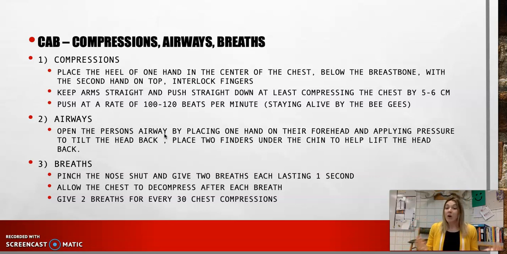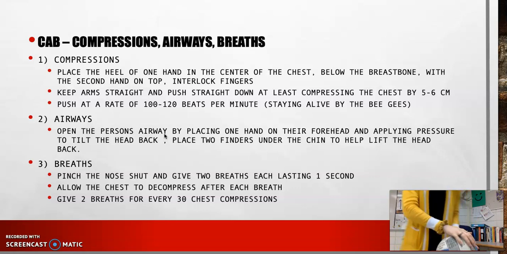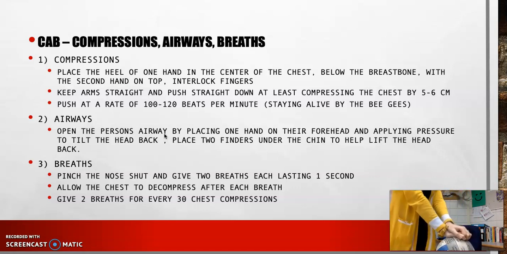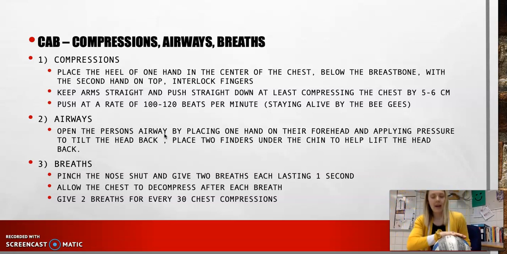And then for breaths, I don't have any way to demonstrate that, but the idea is that you pinch the nose and give 2 breaths, each lasting for 1 second, and you allow the chest to decompress after each breath. So you breathe in and then let the chest decompress. Give 2 breaths for every 30 compressions. So again, if I set up in my compressions, I would push 30 times and then tilt the head back, lift with the chin, and give 2 breaths for every 30 compressions.